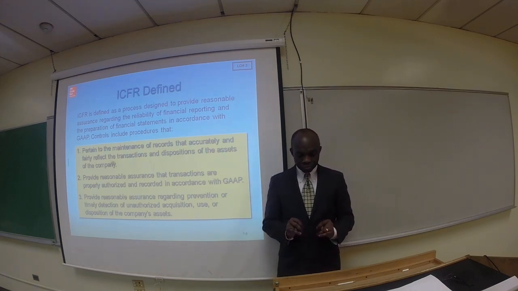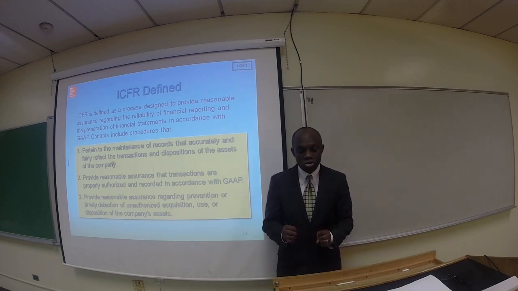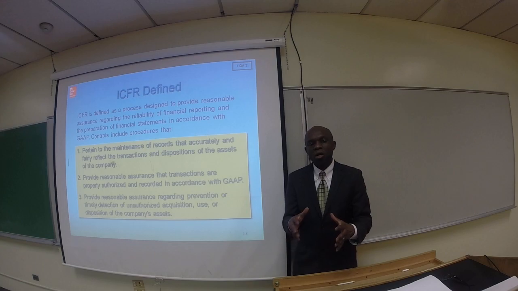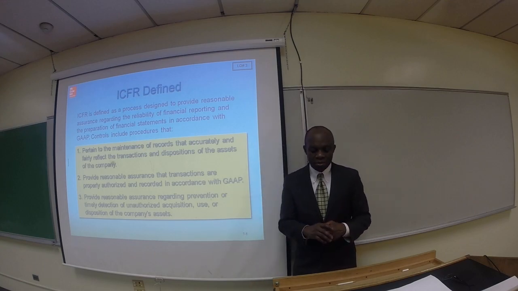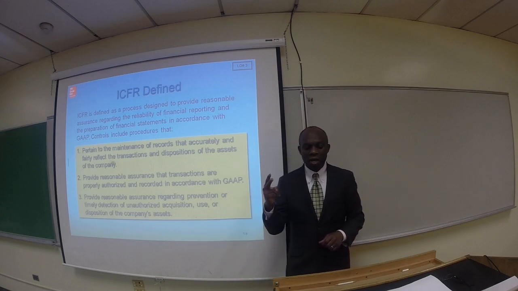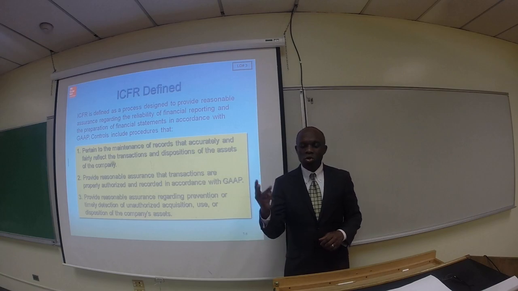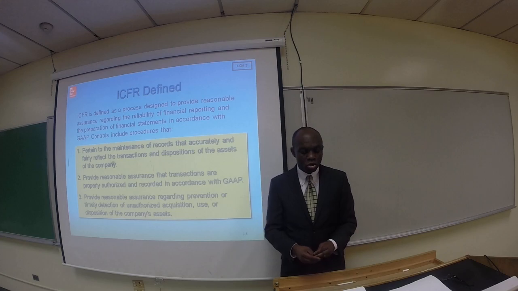First of all, recall in Chapter 6, we said that internal control is a system that is put in place by the board of directors, management, and other personnel in order to meet three objectives. Number one, reliability of financial reporting. Number two, effectiveness and efficiency of operations. And number three, compliance with laws and regulations. So those were the three objectives of putting internal control in place.